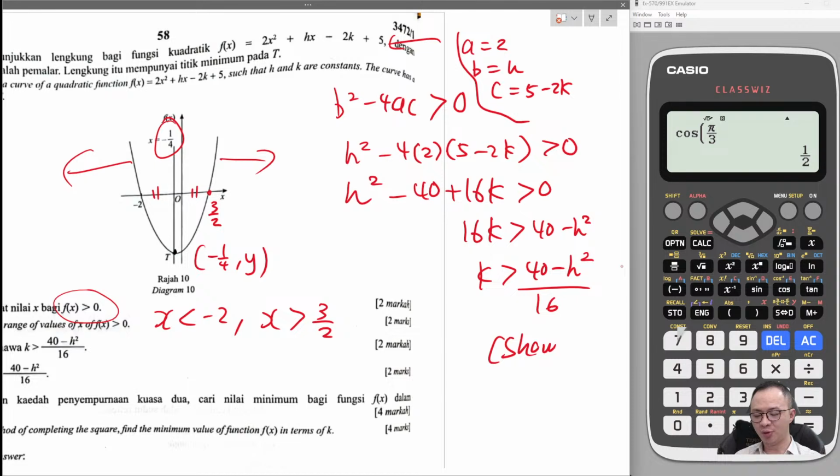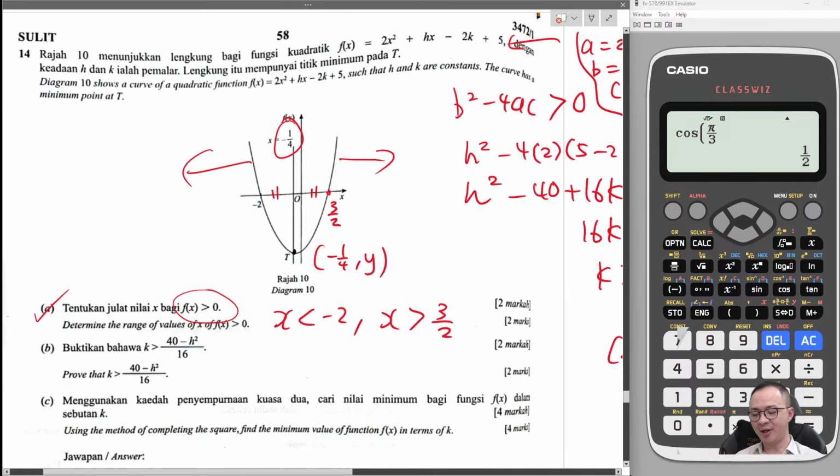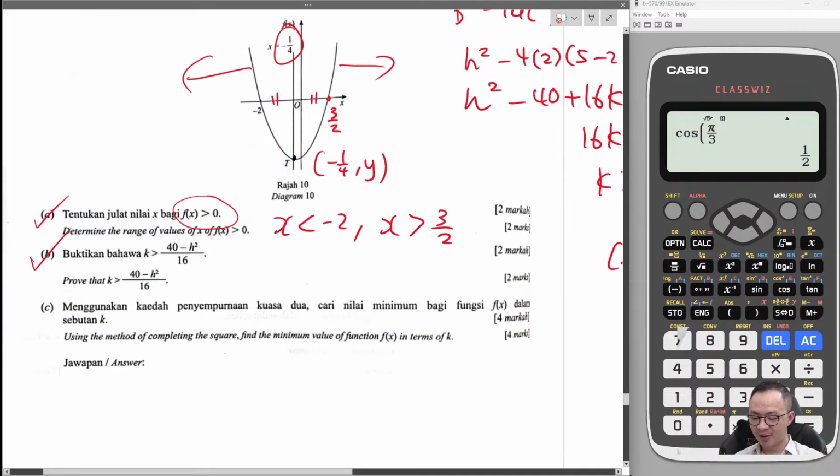It asks us to show, so we just show now. This one, just do b squared minus 4ac. Why do we do b squared minus 4ac bigger than 0? Because they intersect at 2 points. Okay. Done. Using the completing the square method, find the minimum value of f(x) in terms of k.